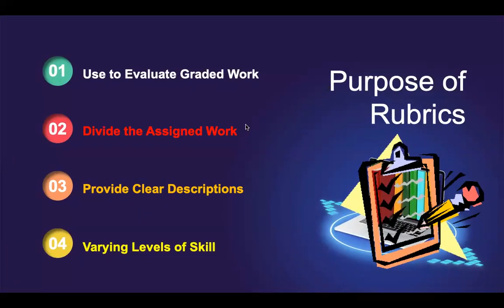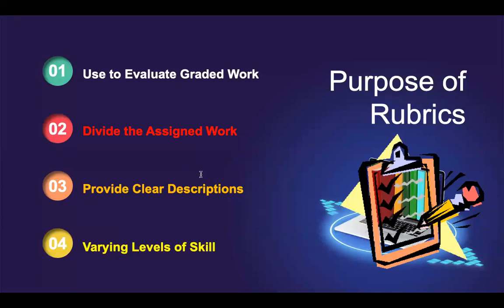Now the question is, what is the purpose of rubrics? How can we use them and why are we using them? A rubric is a scoring tool you can use to evaluate graded work. When you create a rubric, you divide the assigned work into parts. You can provide a clear description of the characteristics of work associated with each part at varying levels of skill. Students can use a rubric to organize their effort to meet the requirements of the graded work. When you allow students access to the rubric before they complete their work, you provide transparency into your grading method.